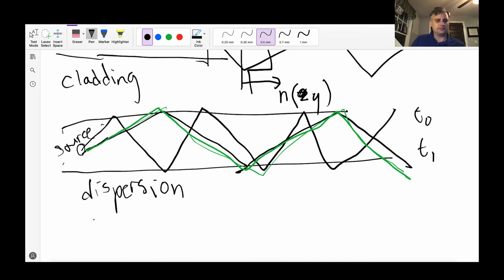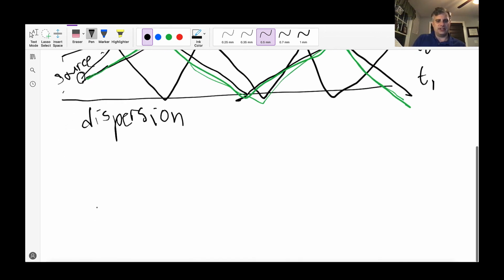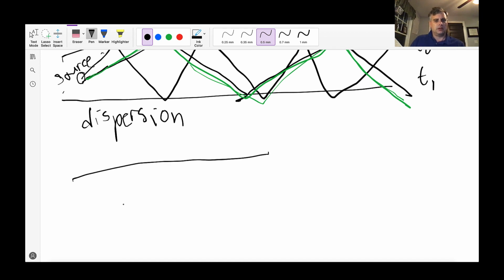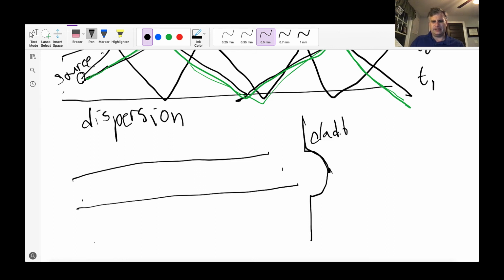Now, there's actually a clever way around this. Some people have invented graded profiles for the core in terms of index of refraction. So the index of refraction is at a peak in the center, and then it tapers gently to get to 0. And then you have the cladding, which is kept constant.